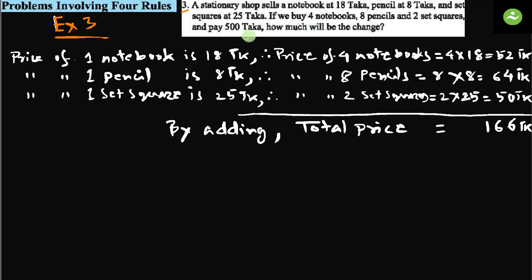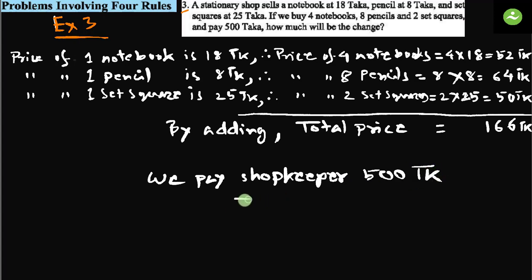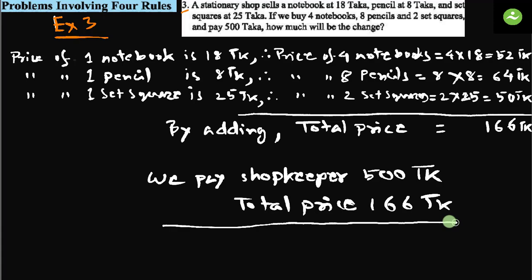Here, if we buy notebooks and pay taka 500, we pay shopkeeper 500 taka. Total price 166 taka. How do we get the change? How do we calculate the change? Definitely we subtract, means we do minus. So if we subtract, this is 4, 1 comes here, 6 and 1, 7, 10 minus 7, 3, then 1 comes here, is 2, 5 minus 2 is 3, taka.